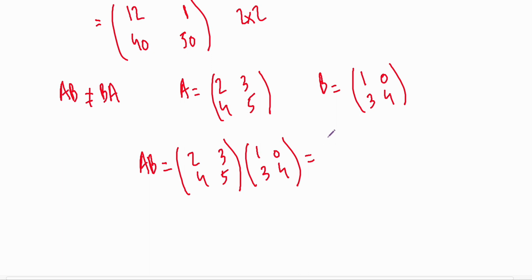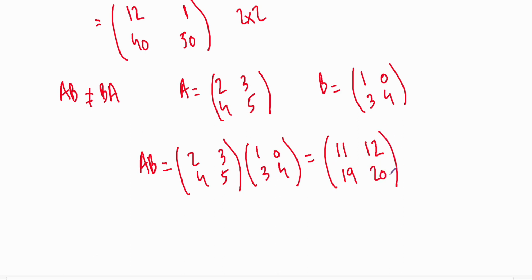So once again, first row multiplied by the first column. So 2 times 1 is 2, plus 3 times 3 is 9. So 2 plus 9 is 11, so that's 11. And then the first row times the second column. So you'd have 2 times 0 is 0, plus 3 times 4 is 12. So 0 plus 12 is just 12, so you have that. Now the second row times the first column. So 4 times 1 is 4, plus 5 times 3 is 15. So 4 plus 15 is 19. And then the second row and the second column, so 4 times 0 is 0, plus 5 times 4 is 20. 0 plus 20 is just 20.